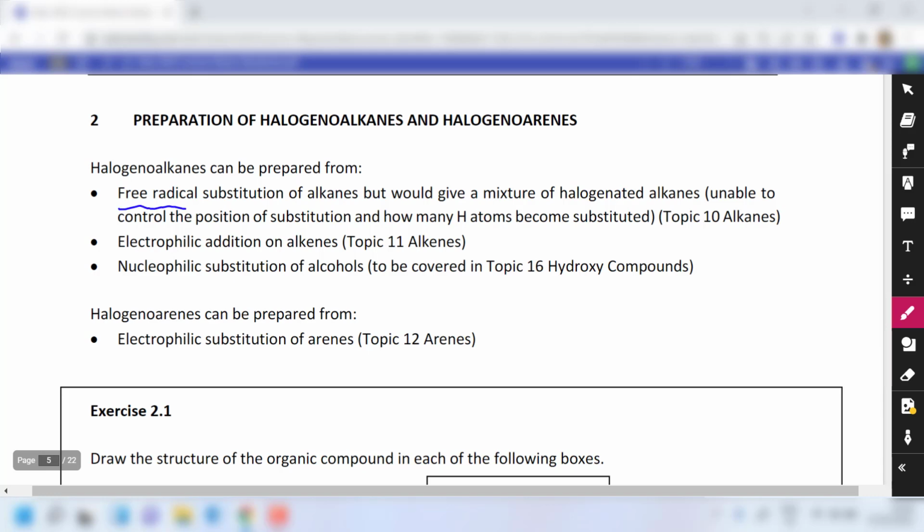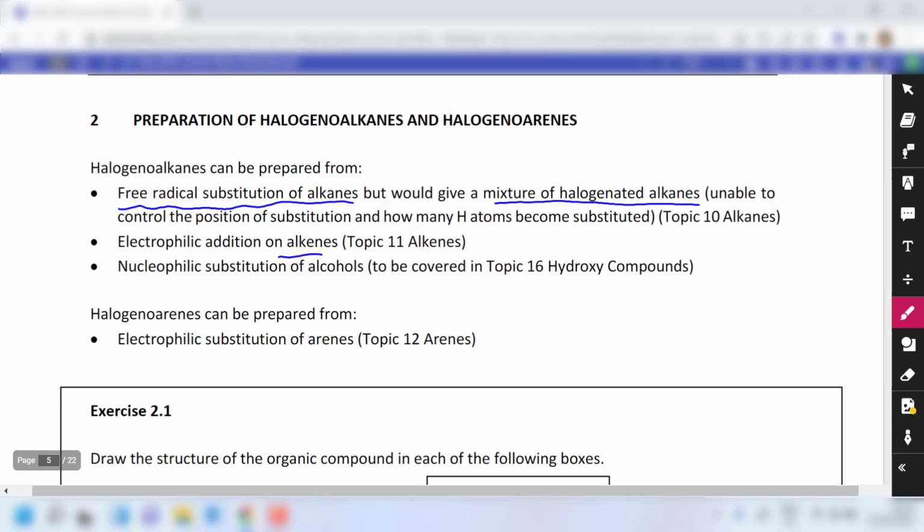Okay, so I think I mentioned this. But this is not a good method because you will get a mixture of halogenated alkenes, and it's difficult to control where you want to substitute the hydrogens. You can also do it through electrophilic addition of alkenes, which I demonstrated to you: how you can get 2-chloropropane from propene. If you are not very sure what's going on, you may want to review your notes on alkenes.